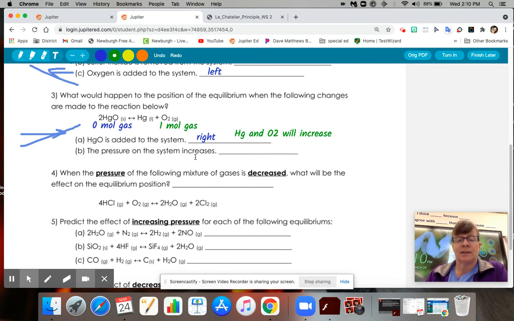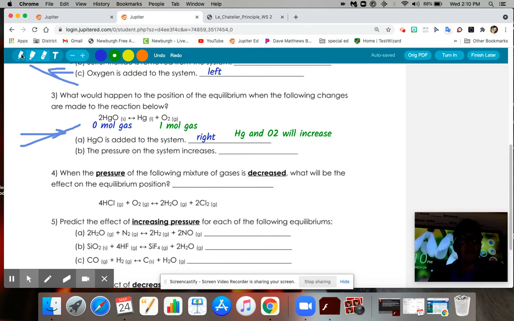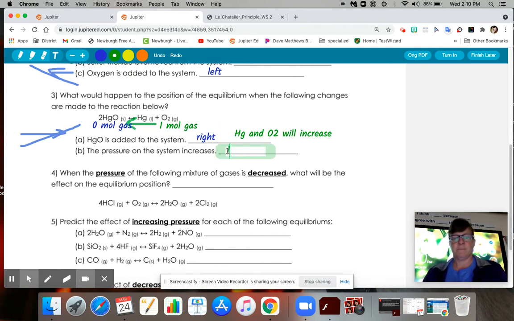Pressure is increasing. Again, if you have an increase in pressure, how are you going to undo that? Less collisions. What's going to give you less collisions? Less gas. Okay, so let's draw the arrow. Less is going to be shifting to the left in this case, where there's less gas.